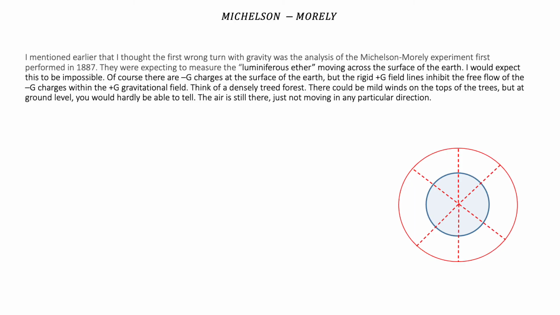I mentioned earlier that I thought the first wrong turn with gravity was the analysis of the Michelson-Morley experiment, first performed in 1887. They were expecting to measure the luminiferous ether moving across the surface of the Earth. I would expect this to be impossible. Of course there are g charges at the surface of the Earth, but the rigid plus g field lines inhibit the free flow of the g charges within the plus g gravitational field.